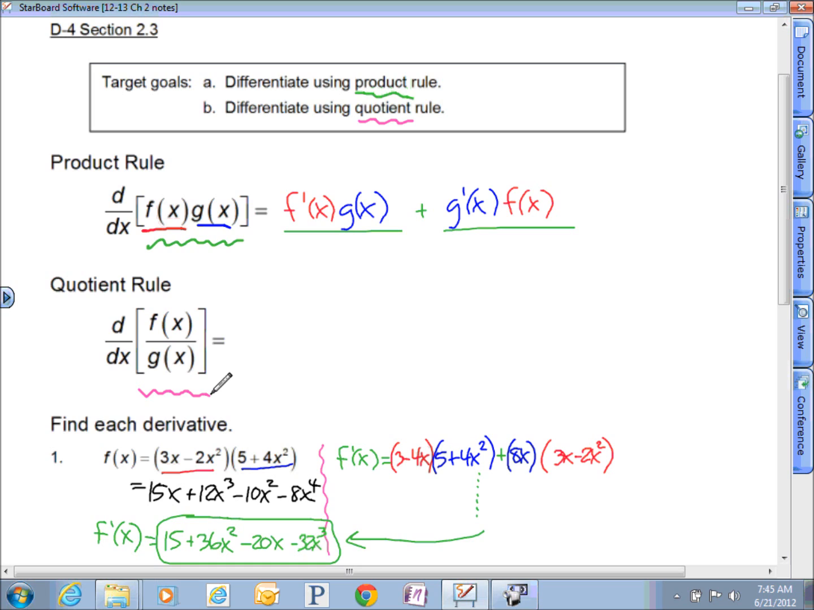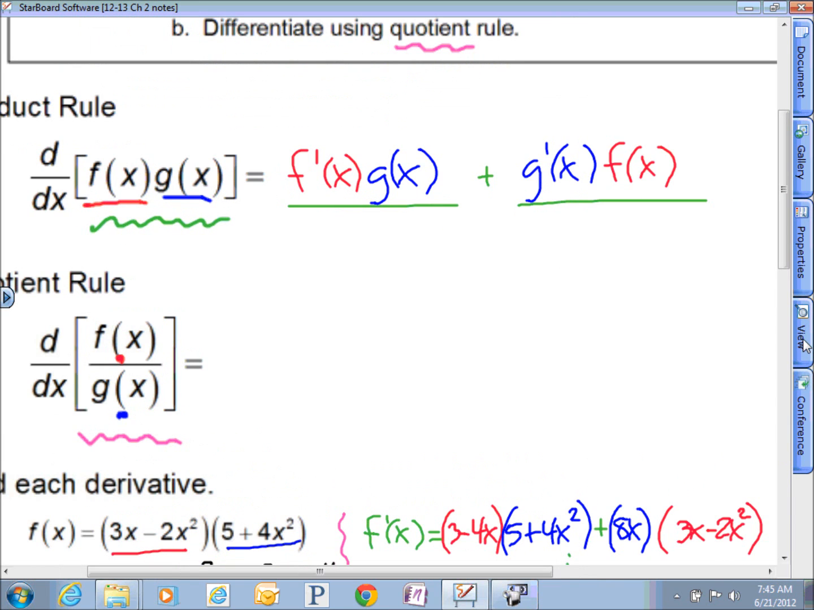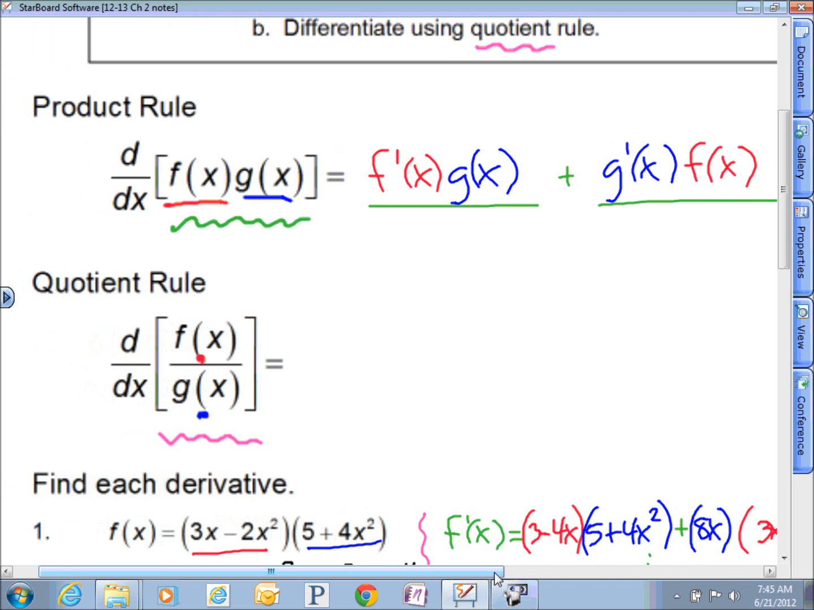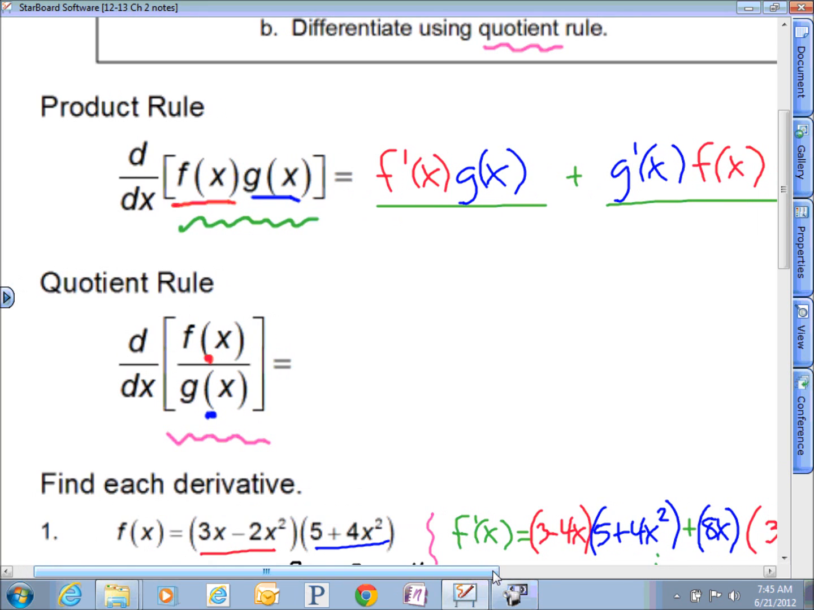So I'm going to label the same way. I'm going to call the top function red, and I'm going to call the bottom function blue, and I'm going to zoom this in again to make it a little bit easier, for some more space for me to write. So product rule and quotient rule. Product rule up there on the top, you had two things being multiplied, so you created two terms, and you took the derivative of each piece once.